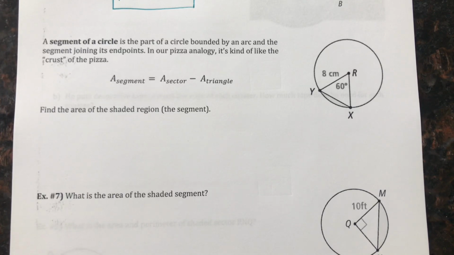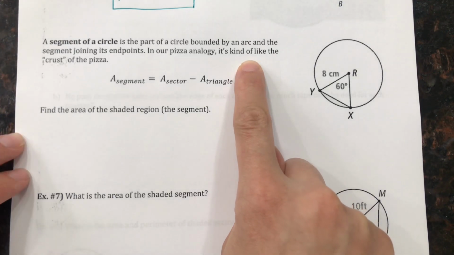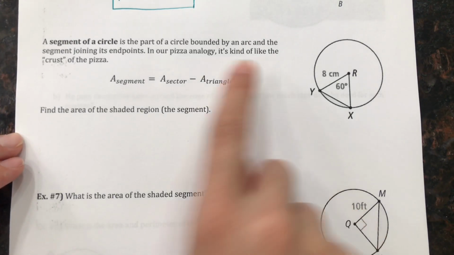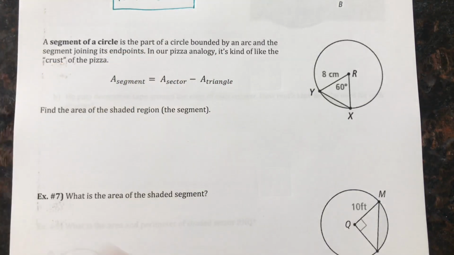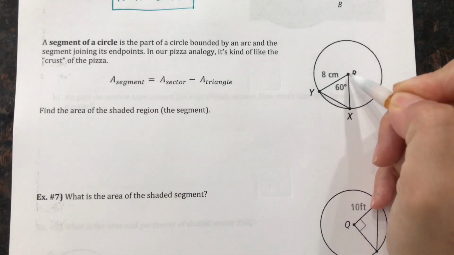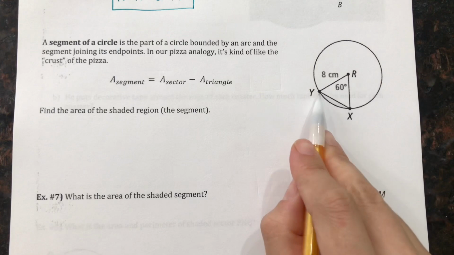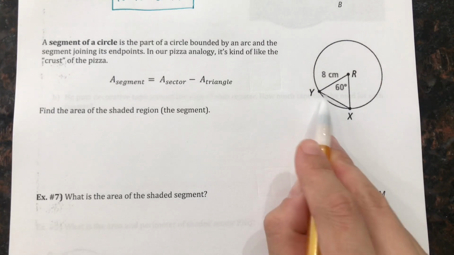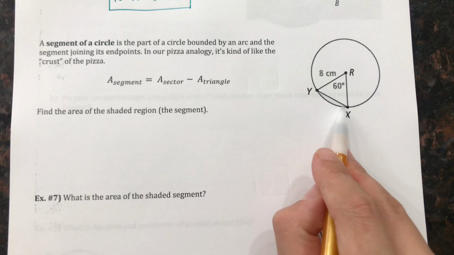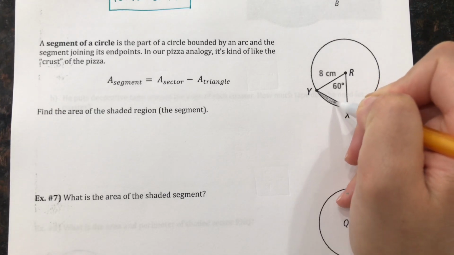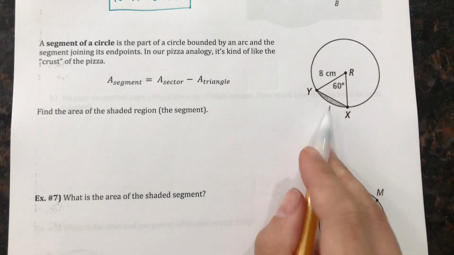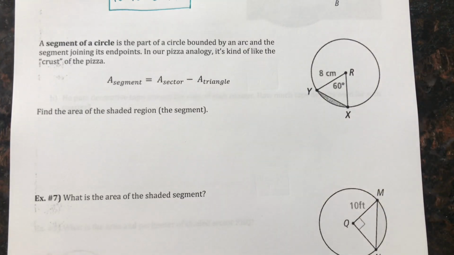Now the previous problem was kind of like looking at a slice of pizza, so if we're using that same analogy, it's kind of like the crust. So it's the part of the circle bounded by an arc and the segment joining its endpoints. So if we're looking at this picture, we've got our pizza slice, the arc is connecting these two, and the chord, that segment connecting these 2 points, is segment XY. So we're looking at the space in between that straight line and the arc, okay?